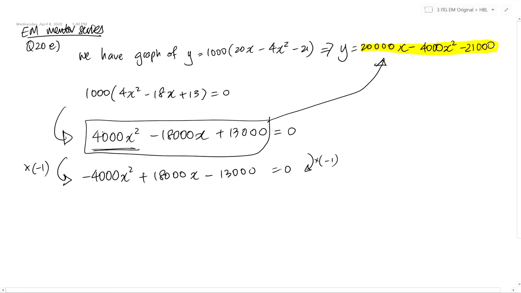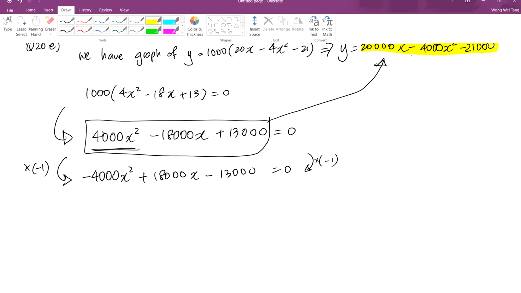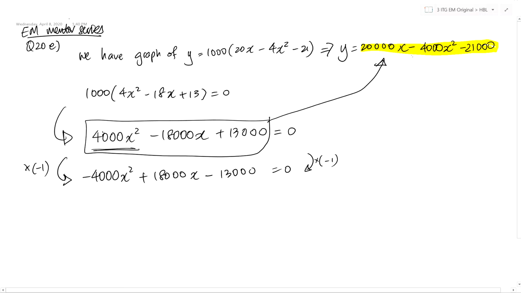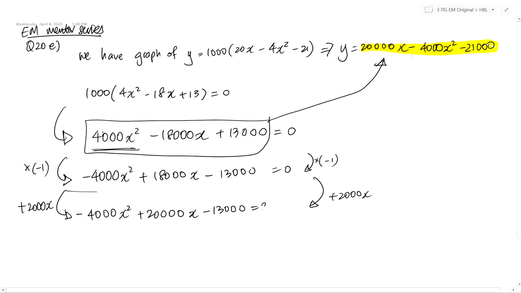This is our goal. We are about a third of the way there, with our coefficient of x squared being negative 4000 already. Now I require 20,000 x. I only have 18,000 x over here. So I need to add 2000 x to both sides. Negative 4000 x squared plus 20,000 x minus 13,000 equals 2000 x.